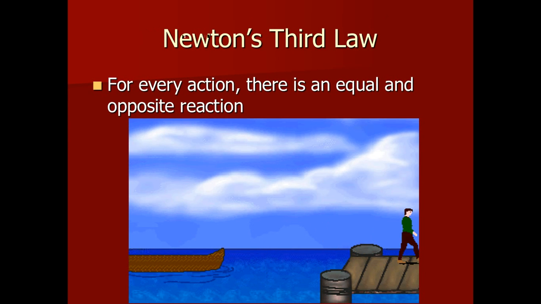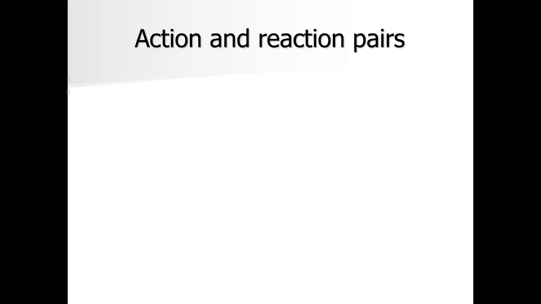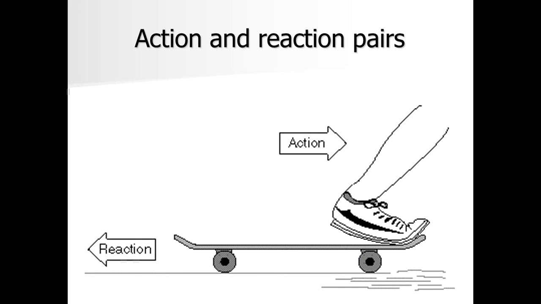And finally, let's look at Newton's third law, which says for every action there's an equal and opposite reaction. If you look at the man jumping off the boat, when he pushes backwards on the boat, he moves forward and the boat moves backwards. Action and reaction forces occur in pairs. Those pairs have to happen at exactly the same time.